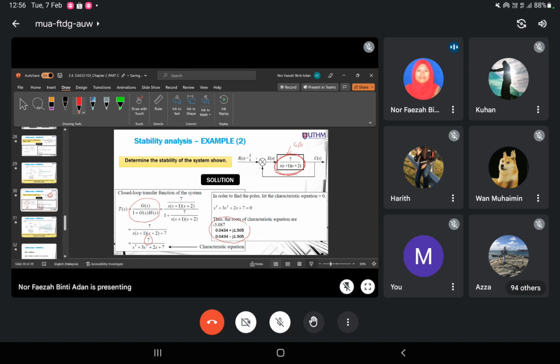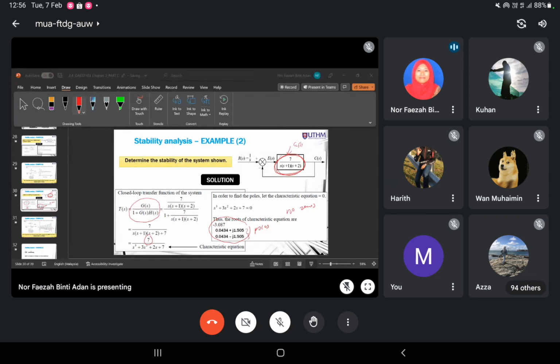Dia tak ada terms S, so dia tak ada zeros, no zeros for this. But for poles, dia ada 3 poles. So poles yang pertama negative values, poles yang kedua real value dia adalah positif, dan dia punya imaginary adalah plus minus lah. This is the conjugate that I mentioned.